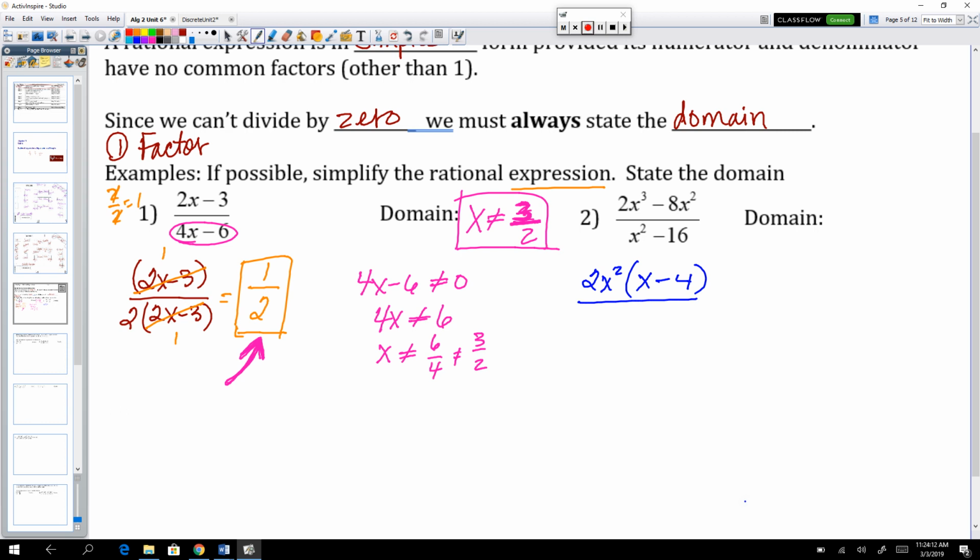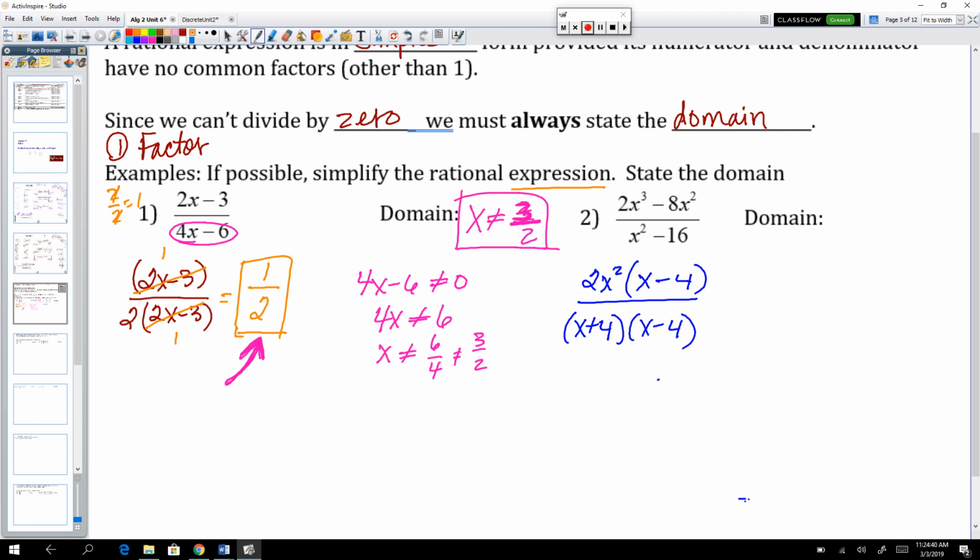On the bottom, I can factor that as well. Call back to your factoring knowledge from previous units. Something squared minus something squared, that's a difference of squares. In order to factor this difference of squares in the form a squared minus b squared, remember the factors of that are a plus b and a minus b. So for us, x plus 4 and x minus 4.